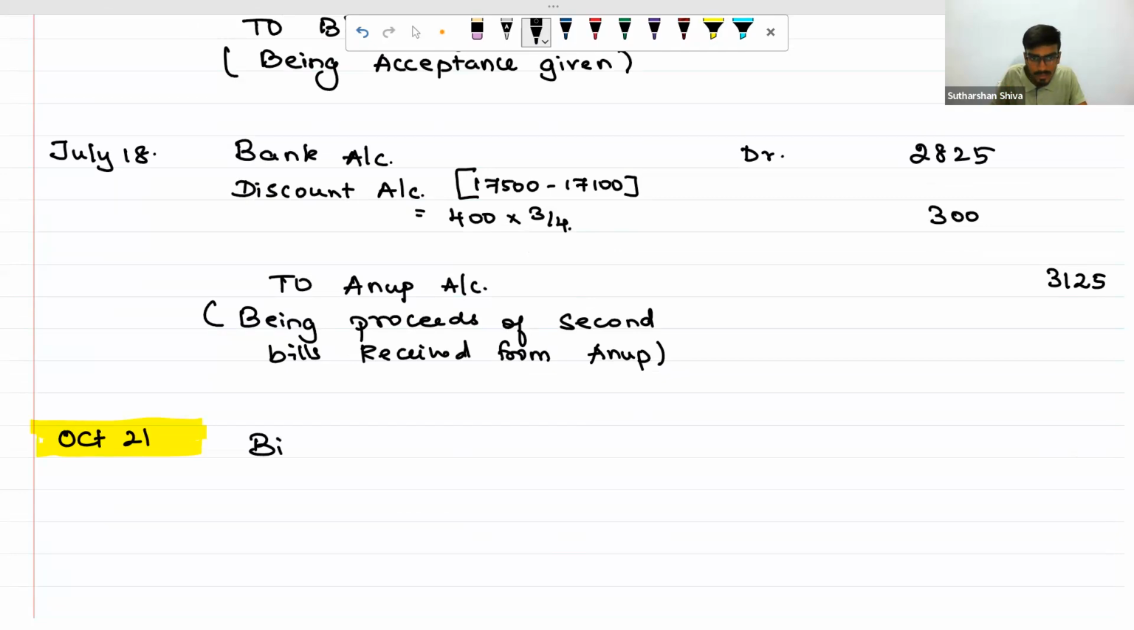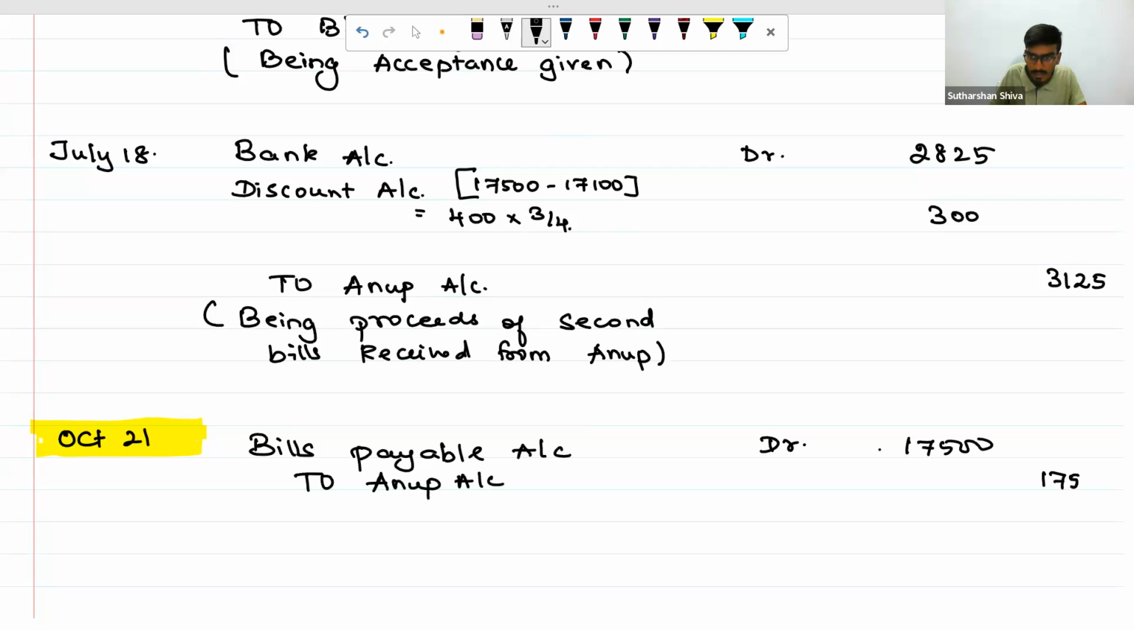You will just reverse the entry, that is dishonoring of the bill. It's not going to repay. So we are passing a dishonor entry by passing a reversal entry. Bills receivable to Anup account, we will write 17,500, 17,500.